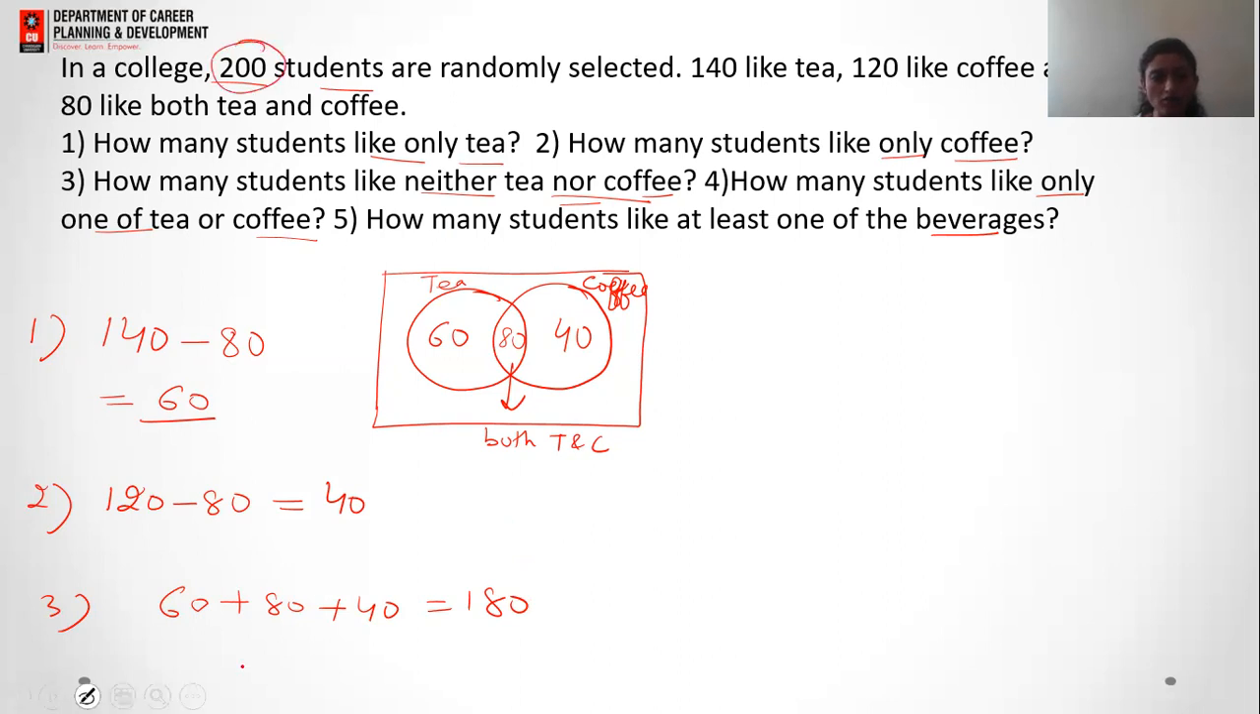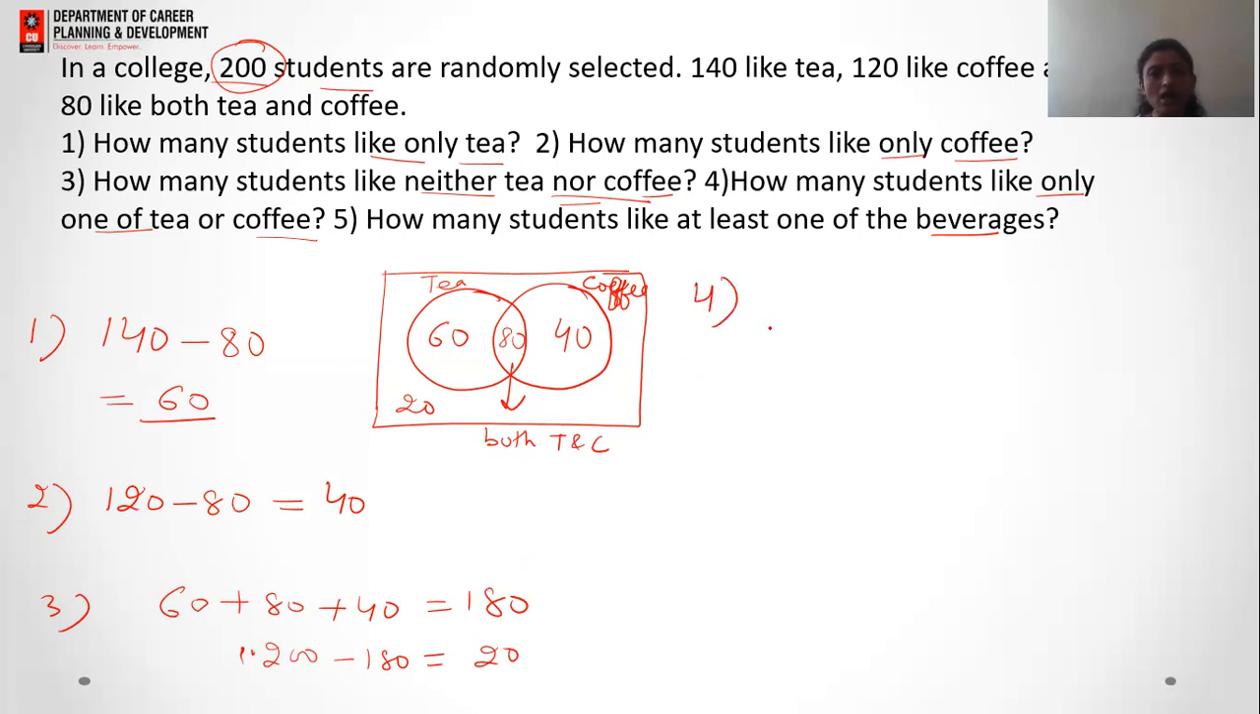200. So out of 200, if 180 like both or either of the drinks, we are left with only 20. It means 20 students like neither tea nor coffee.